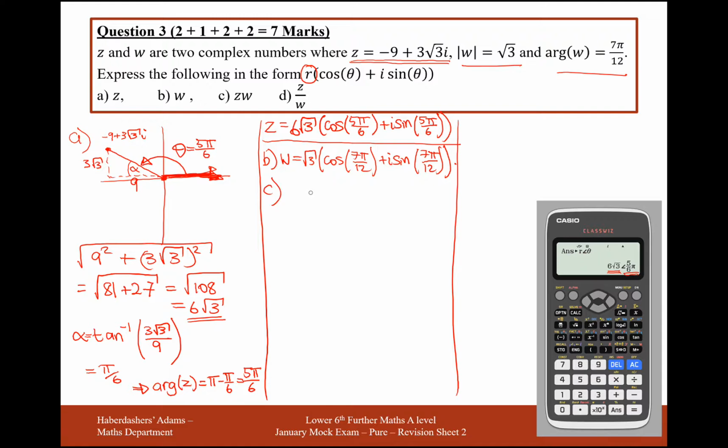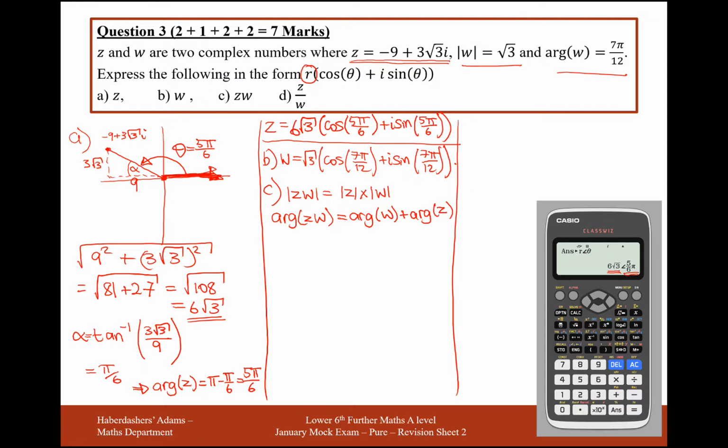Part C is zw. So what I'm going to be doing here is using the rules for modulus and argument, where if you want to work out the modulus of a complex number combined with another complex number with a multiplication, you multiply the two moduluses separately. And if you want to find the argument once two complex numbers have been multiplied together, then all you need to do is add together the two arguments. Okay, so that's a general rule here.